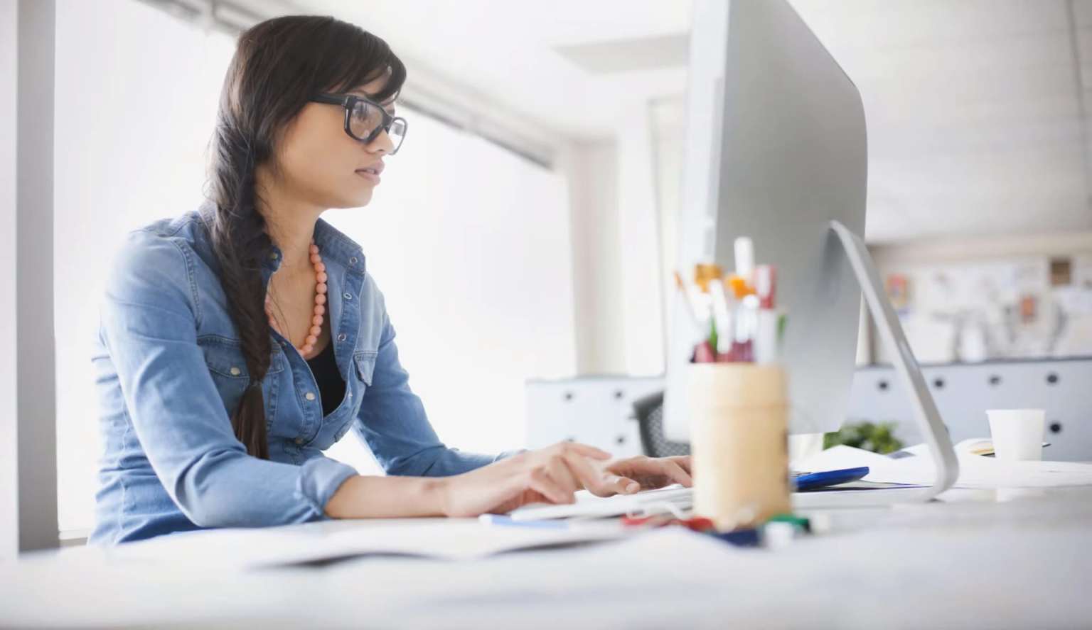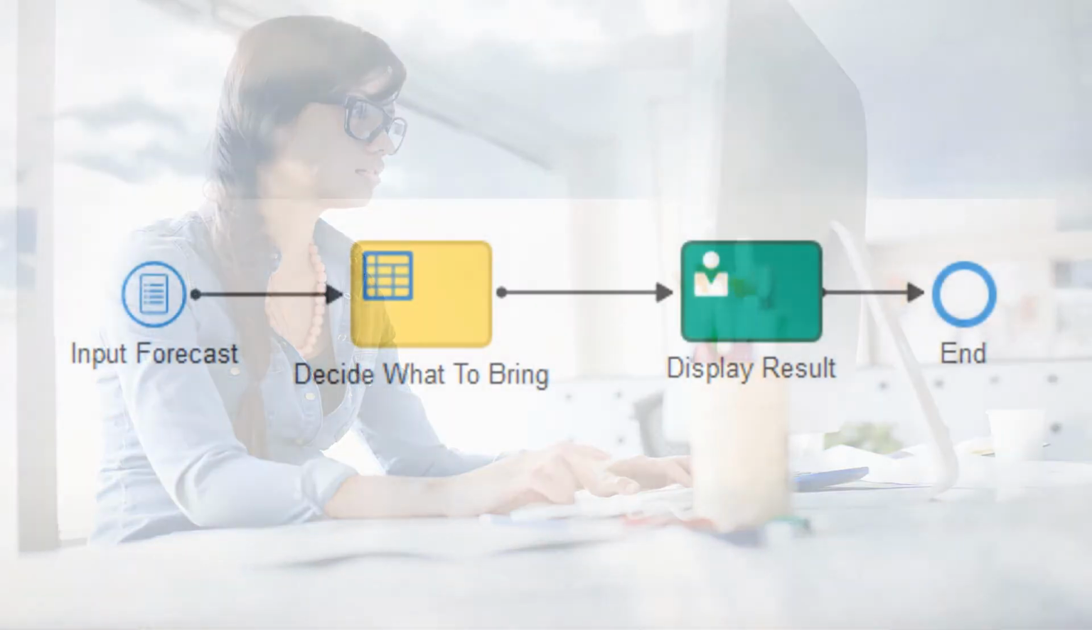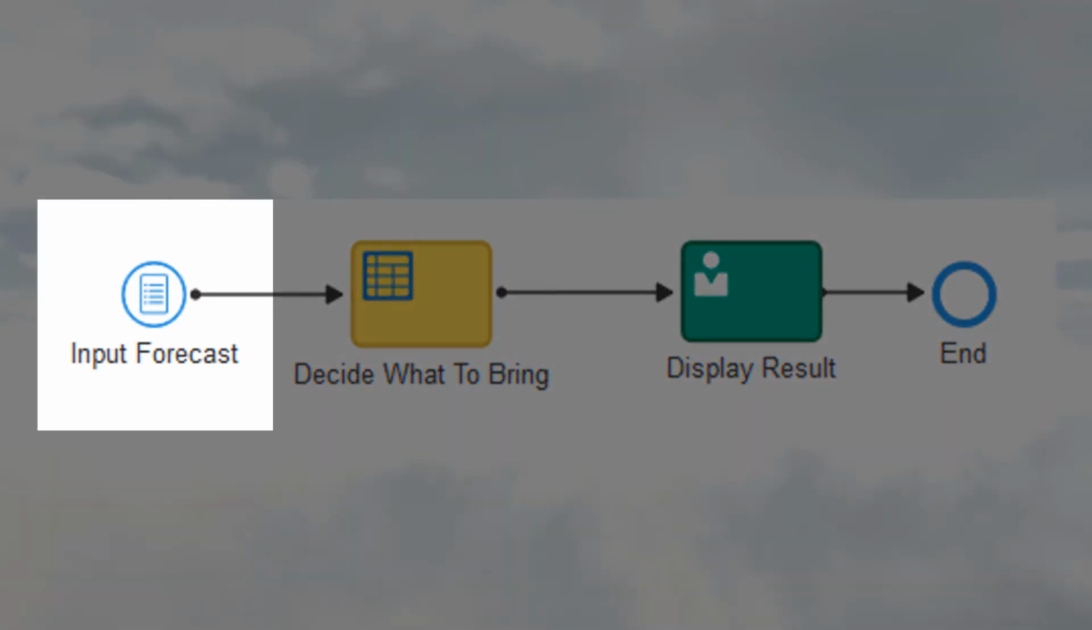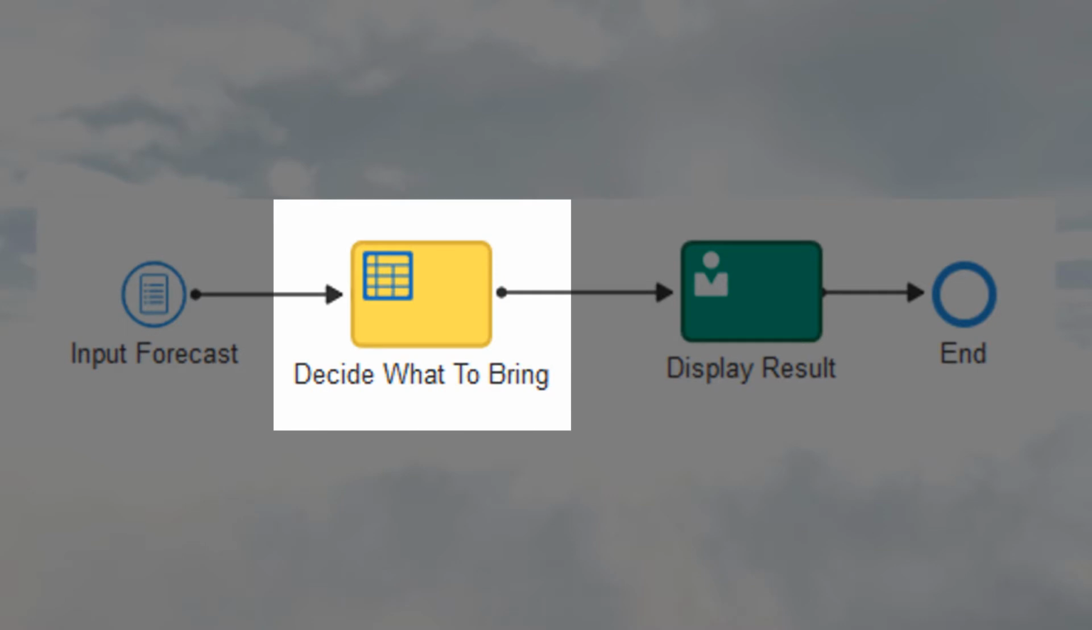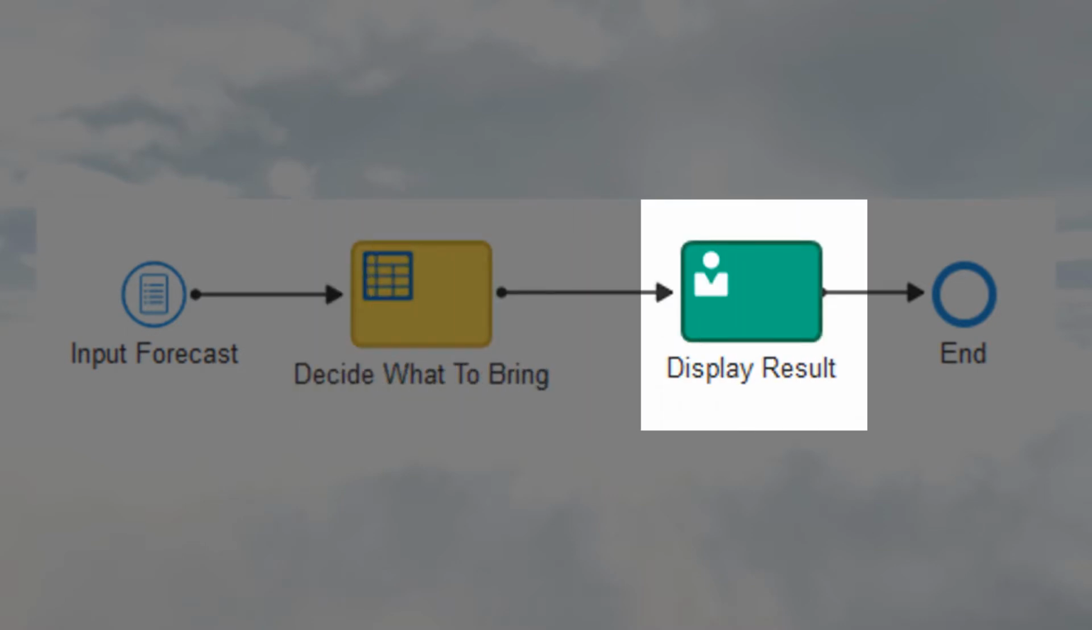Let's explore decision modeling by automating a simple decision like, do I need an umbrella, a raincoat, or an overcoat for today's weather? The business process starts with a form, where you enter the forecast values for the current temperature and the chance of rain. The decision model analyzes the data. The human task displays the results.